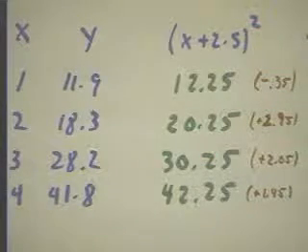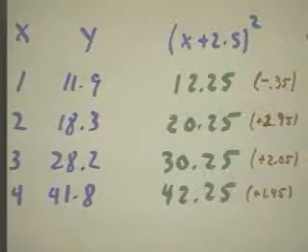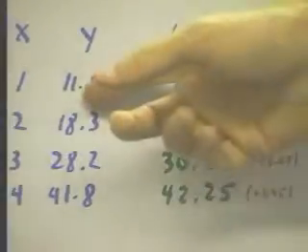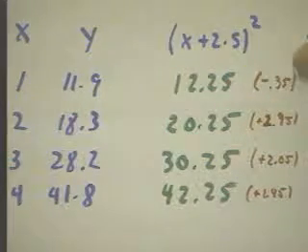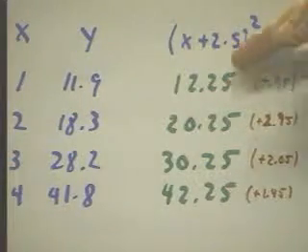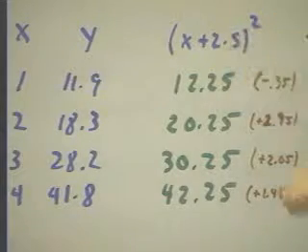The residuals that we get by seeing how this value compares with this value, which is below the value of the function, so the residual we say is negative 0.35 because 11.9 is 3.5 less than 12.25.